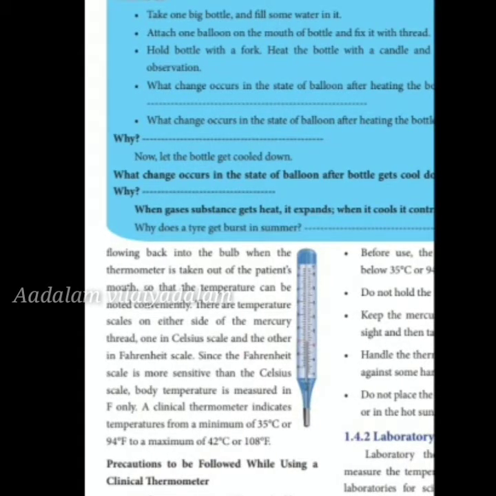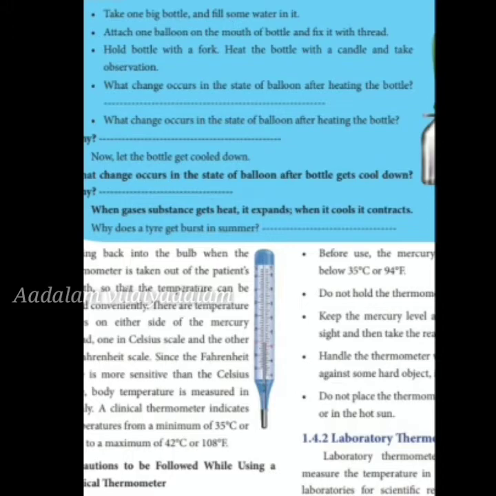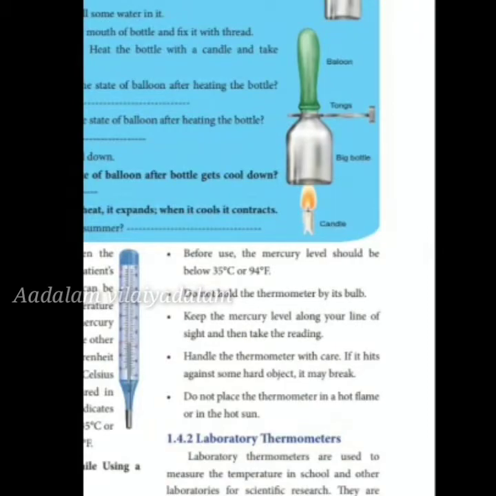Precautions to be used. It should be washed with an antiseptic solution before and after use. Jerk the thermometer a few times to bring the level of mercury down. After checking the temperature, the thermometer has to be shaken twice for the temperature to come down and the mercury to settle at its place in the bulb. Before use, the mercury level should be below 35 degrees C, that is, it should be 94 degrees F.